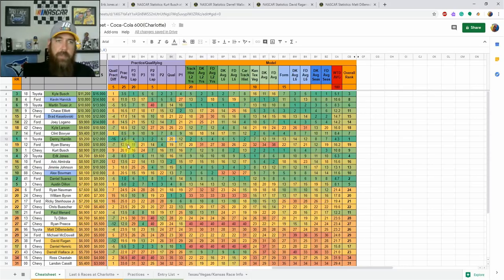Either way, Denny Hamlin's definitely number one in my cash model. This is kind of what I'm looking at this week in my modeling, a little bit more for cash. Definitely Denny Hamlin's number one. And then Erik Jones is the other Joe Gibbs Racing driver I'm looking at.